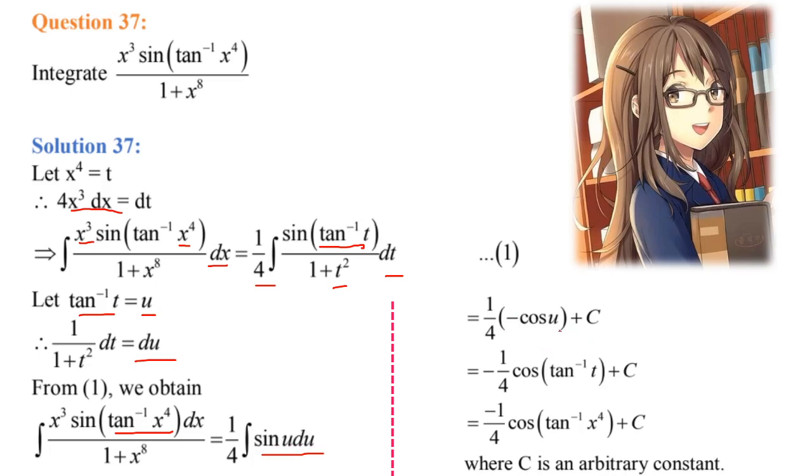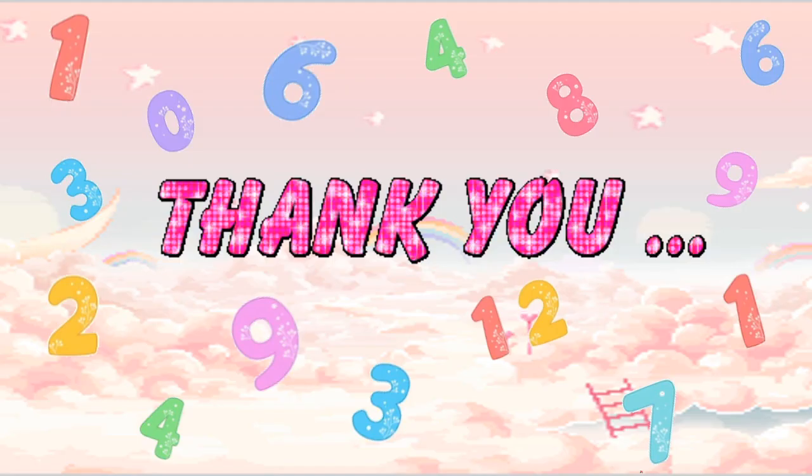Now put the value of u back. U was tan inverse t, so we have written tan inverse t. Now put the value of t back. What was t? T was x power 4, so we have written x power 4. So I hope you must have understood this substitution method. Please try the rest of the questions yourself. Thank you very much.